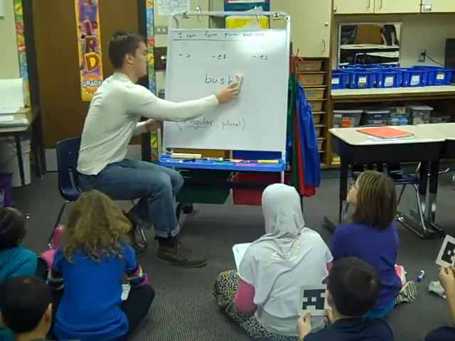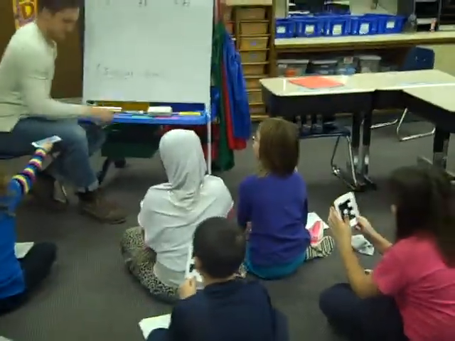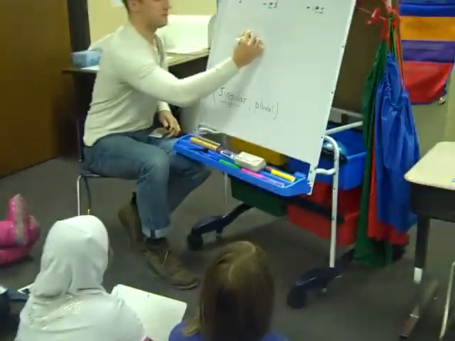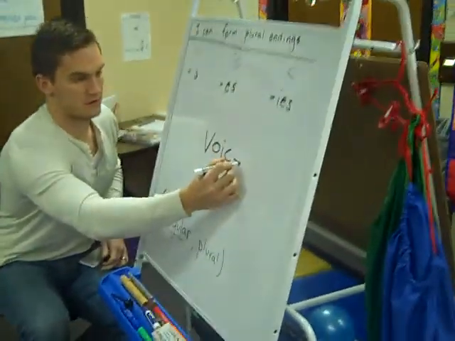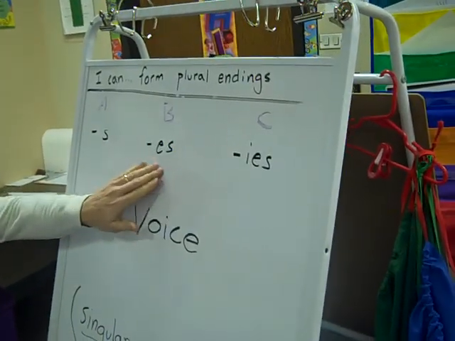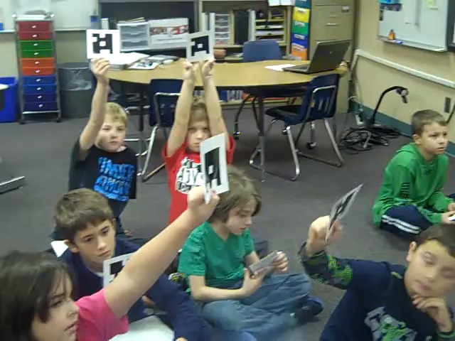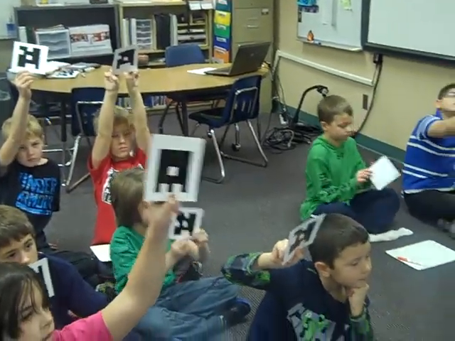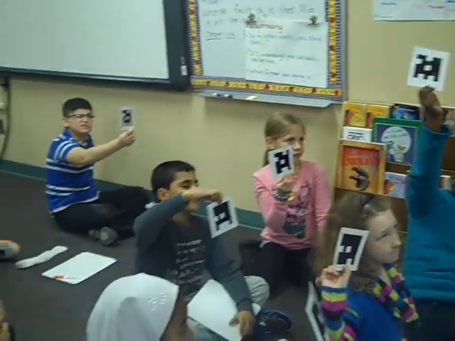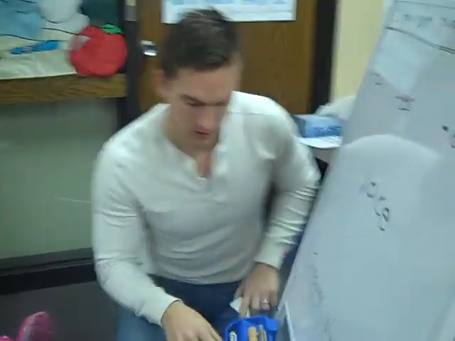The next word I want you to vote on is voice. Do you need to add an S, an ES, or an IES to voice? Plickers up, A, B, or C. Go ahead and vote. Gotcha. Okay, I got everybody. And last one.